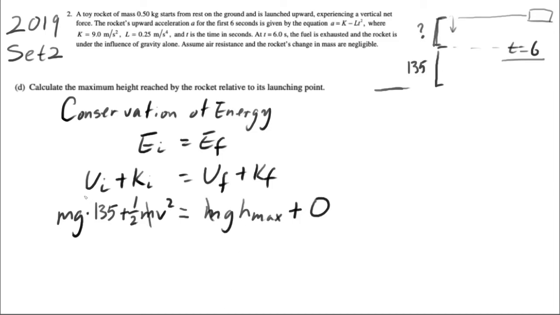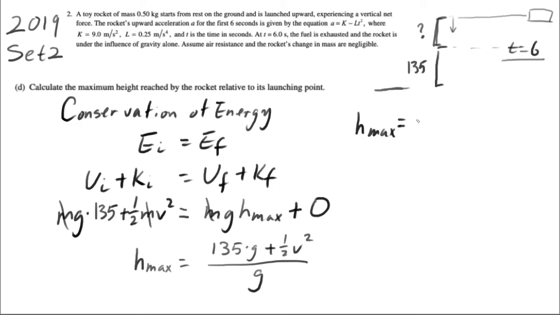We can cancel out all the m's and divide g to the other side to get h max equals 135 plus 1/2 v squared over g. You know g to be 9.8 or 10, and v is the velocity when time equals 6. And we actually found this value in part B, which is 36 meters per second. So you can plug all those values in to get that h max equals about 201.1 meters. And that is your answer for part D.